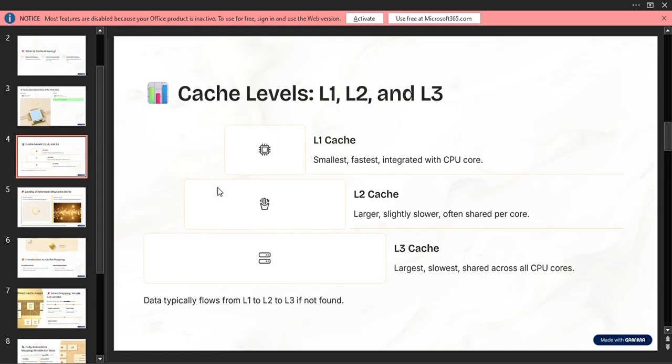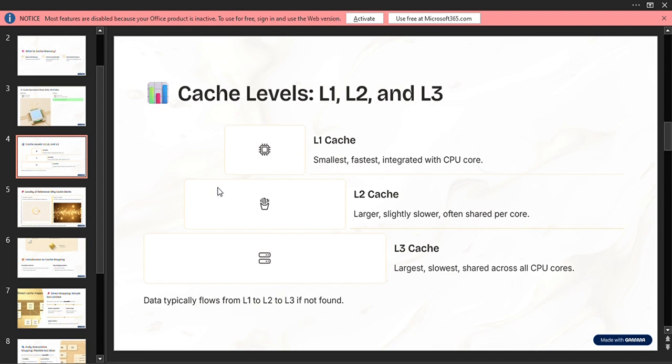Now let me break it down for you. The L1 cache, as you all know, is the fastest and smallest. It's built into the CPU core. On the slides we use the word integrated, and I've used another word, built. So it's built into the CPU core. The L2 is slower and larger than the L1. It's either shared or assigned per CPU core. The L3 is the largest and slowest among all.